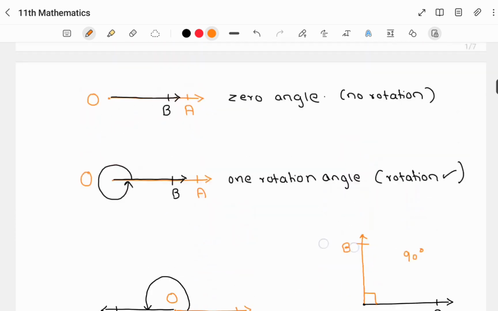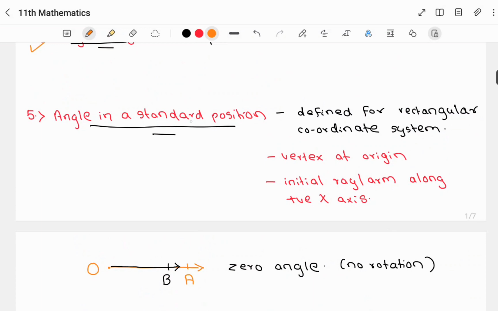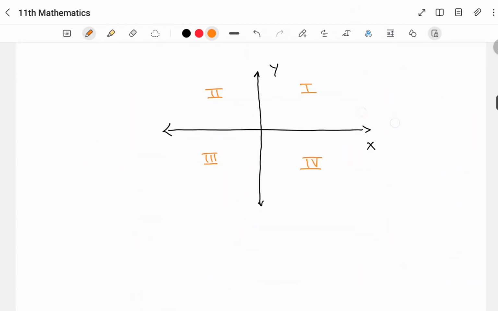Okay, so when we talk about an angle in a standard position, we talk about this rectangular coordinate system. And in that rectangular coordinate system, for an angle in a standard position, the vertex should always be at the origin, and the initial ray should be along the positive x-axis. So this origin becomes your vertex, and this positive x-axis becomes your initial arm. So where should the final arm be? The final arm can be anywhere in any of the quadrants.